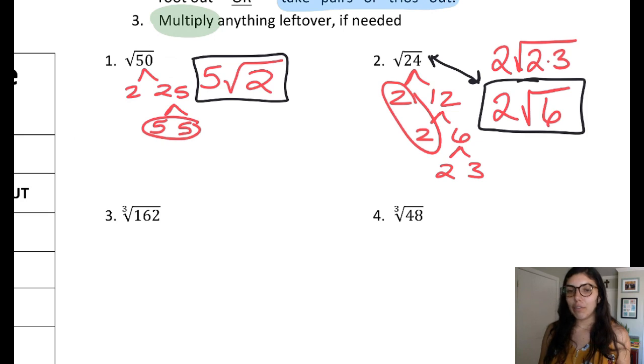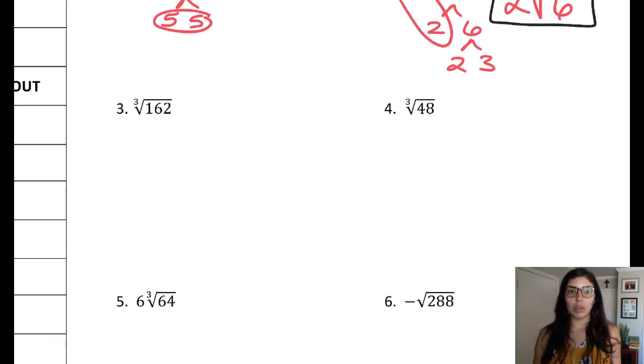Now, number 3 and 4. If you look at those, am I still taking the square root of those numbers? No, if you look, I'm taking the cube root. So instead of pairs, how many in a group for it to come out? 3 in every group. Let's start breaking down 162 to see what we get.